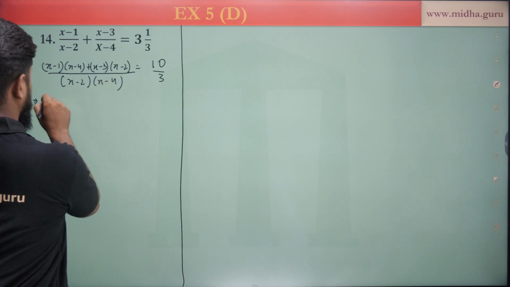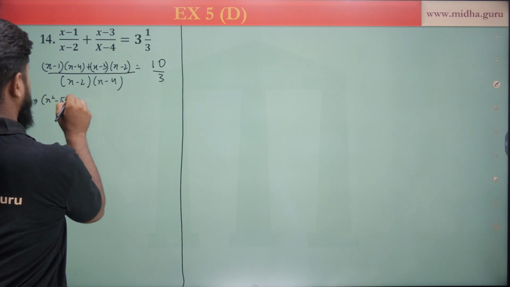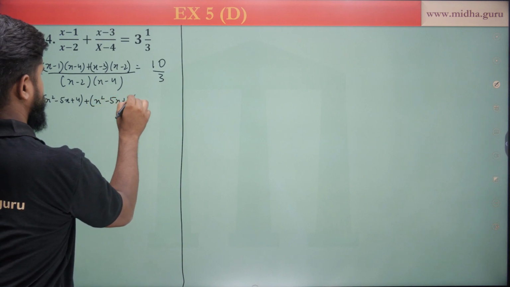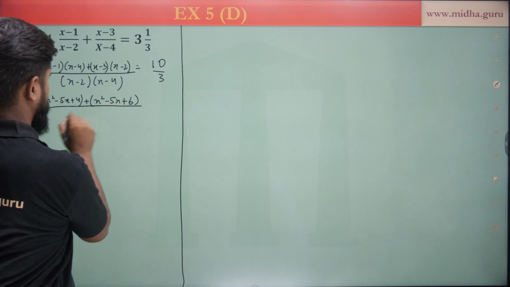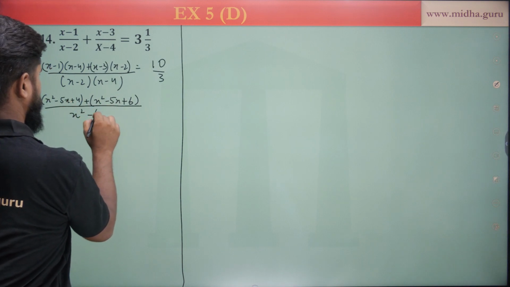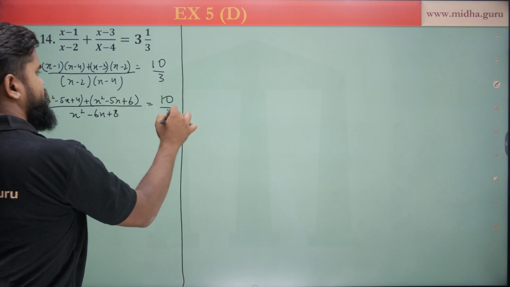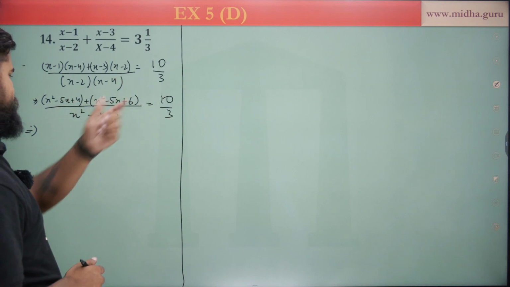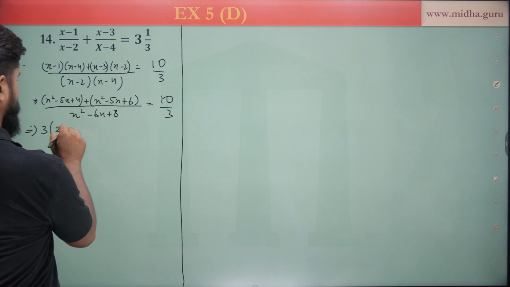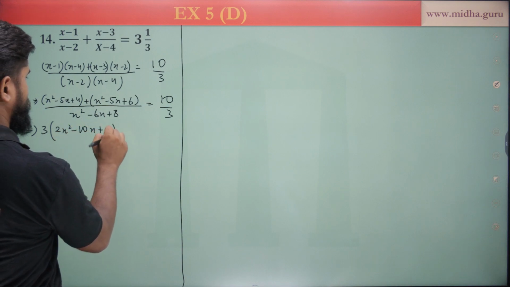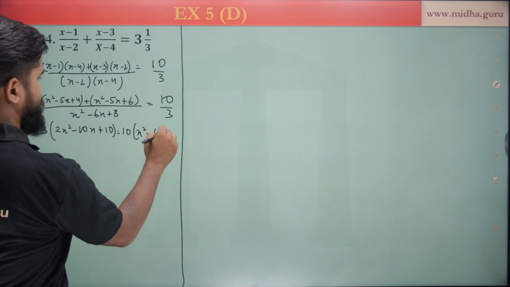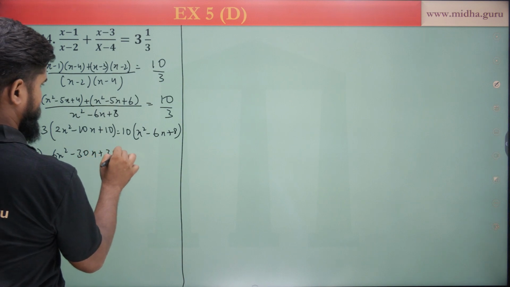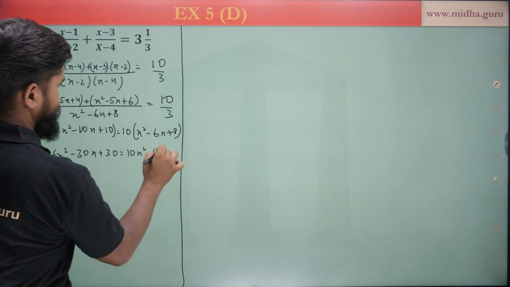So again we have (x squared minus 5x plus 4 plus x squared minus 5x plus 6) by (x squared minus 6x plus 8) is equal to 10 by 3. So we multiply this 3 here and we take this to the other side. We get 3 into, this becomes 2x squared minus 10x plus 10, is equal to 10 into x squared minus 6x plus 8. So we get 6x squared minus 30x plus 30 is equal to 10x squared minus 60x plus 80.